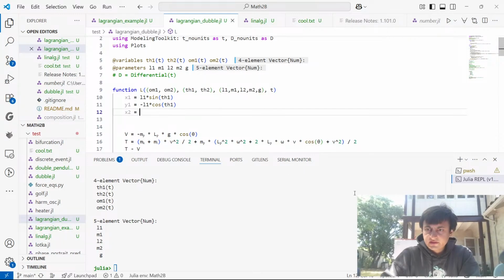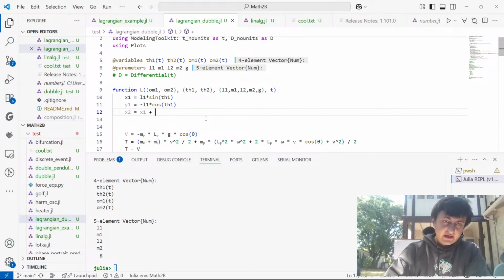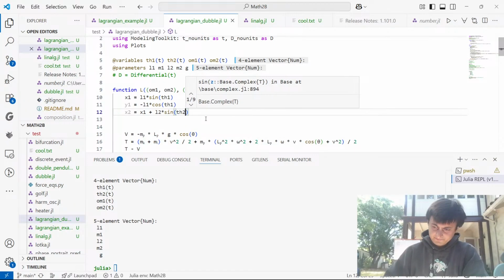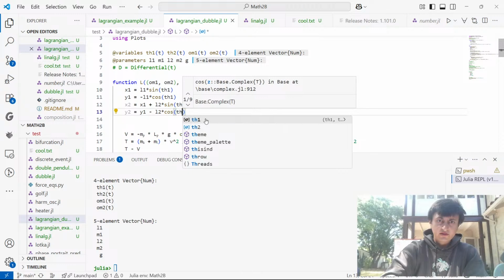X2 is equal to, and let's leave off Copilot for now, because I just want to think. I'm not trying to get something done, I'm trying to learn, you know? But it does make things a little annoying. So X2 is going to be X1 plus L2 sine theta 2. And then Y2 is equal to Y1 minus L2 times cos theta 2.